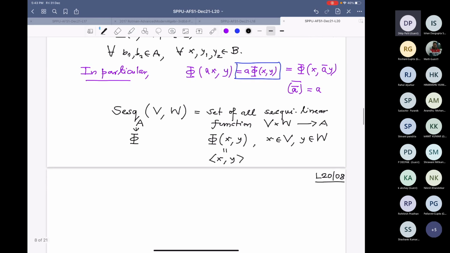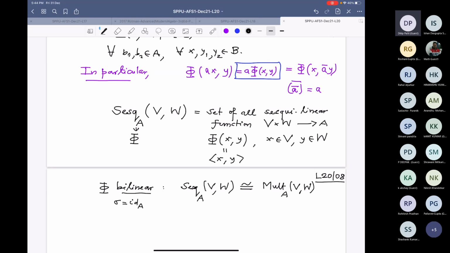Okay, and when phi is bilinear, that means it is also linear in the second variable. That is precisely the case when sigma is identity. In that case, sesquilinear maps from V cross W to A exactly match with multilinear maps. These are multilinear maps. Multilinear means linear in each variable.